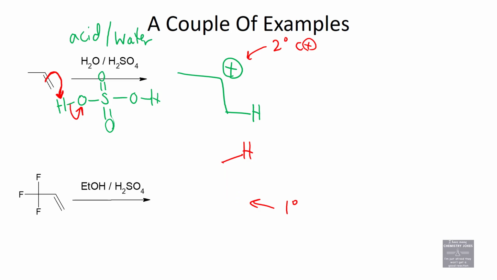Sometimes Markovnikov didn't quite get it right. He only studied simple carbocations. So, Markovnikov is helpful, but we're going to say, make the more stable carbocation. As it turns out, this is a Markovnikov carbocation.